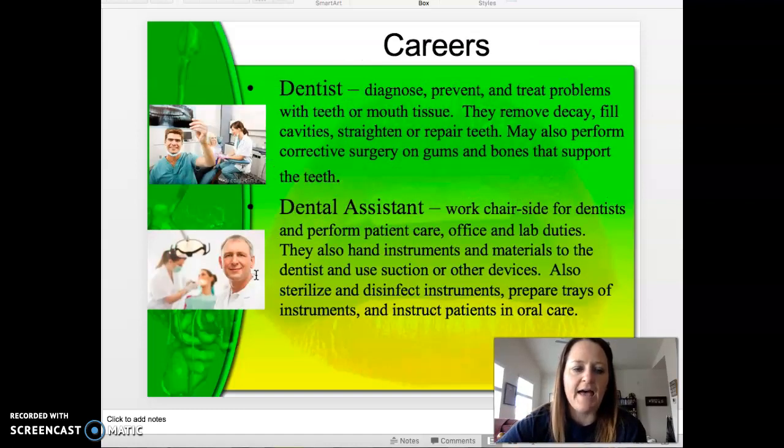And then just the careers for the digestive system. So you have the dentist. We're starting with the mouth. You guys know what a dentist does. They clean your teeth. They make sure that you don't have any cavities. They're going to fill them, repair them, anything that you need done on your teeth. And then you have the dental assistant that's basically helping the dentist, making sure that they're handing them the tools and other things like that. So that's the dental assistant.